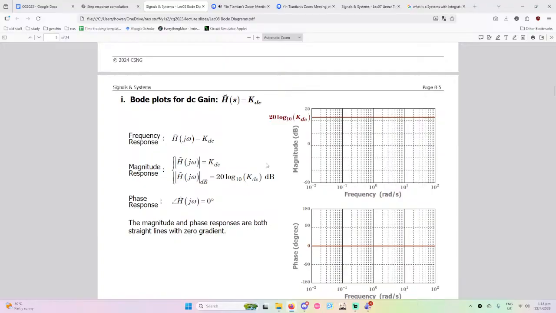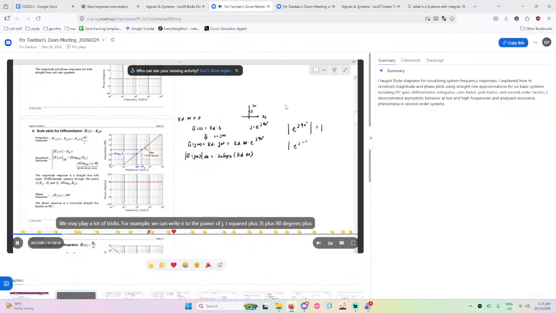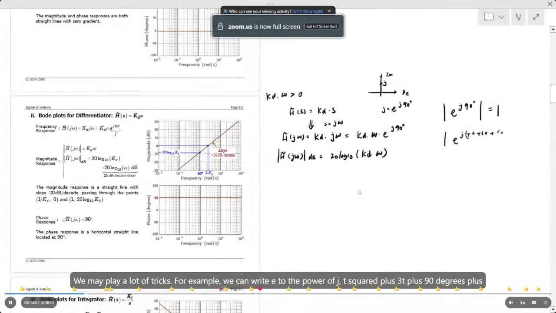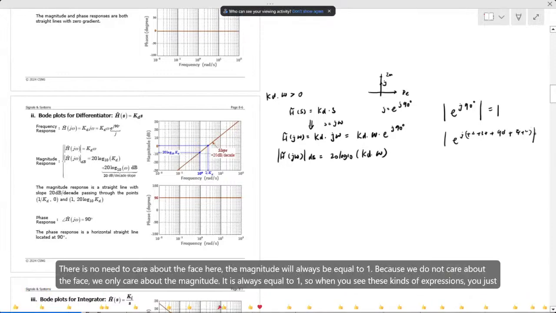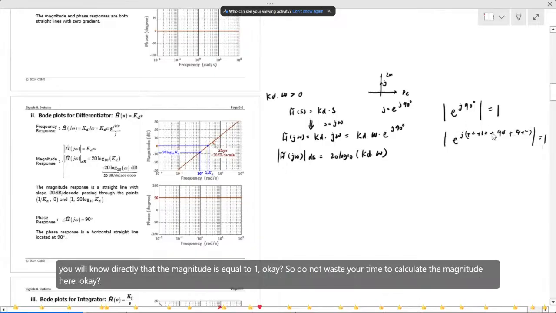In fact, sometimes in the exams, we may play a lot of tricks. For example, we can write e to the power of j (t squared plus 3t plus 90 degrees plus 4t squared). There is no need to care about the phase here. The magnitude will always be equal to 1, because we do not care about the phase, we only care about the magnitude. It is always equal to 1. So when you see these kinds of expressions, you will know directly that the magnitude is equal to 1. Okay? So do not waste your time to calculate the magnitude here.